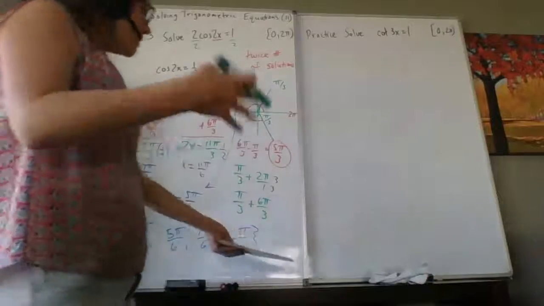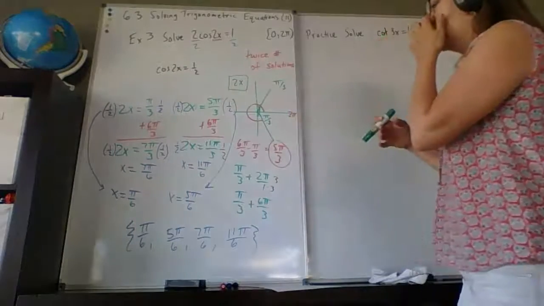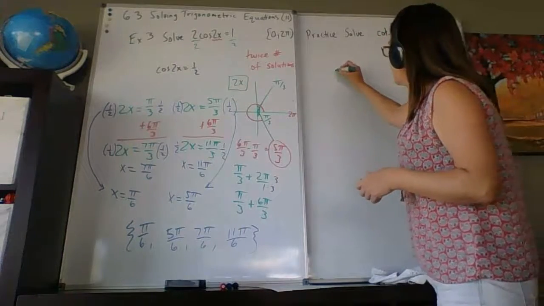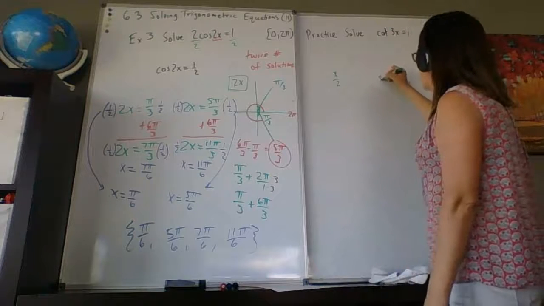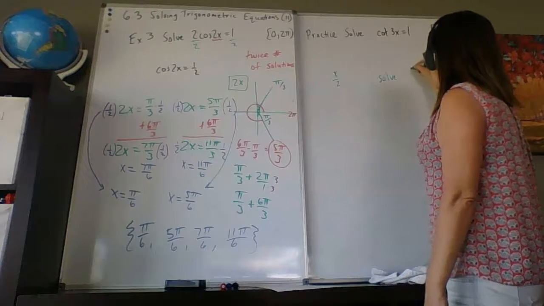Here are some guidelines for solving with different inputs in our trig function. If there is an x over 2 in one of our trig functions, then you're going to solve for that trig function.